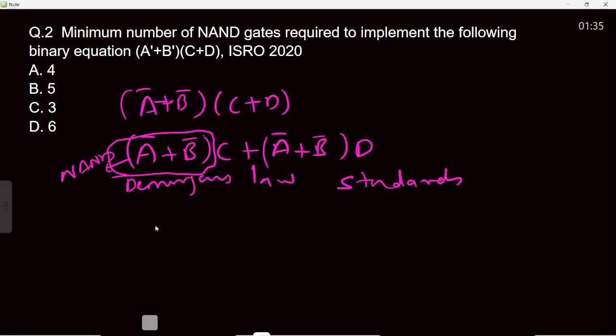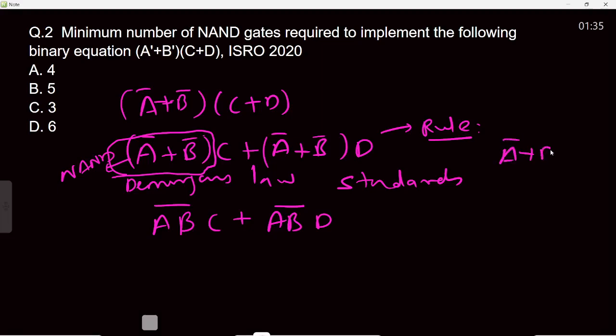So what is that? This will become AB with a single bar over both. Then C plus, for this also the same. So this is the rule in logic gates, meaning (A plus B) bar is equal to A bar dot B bar.